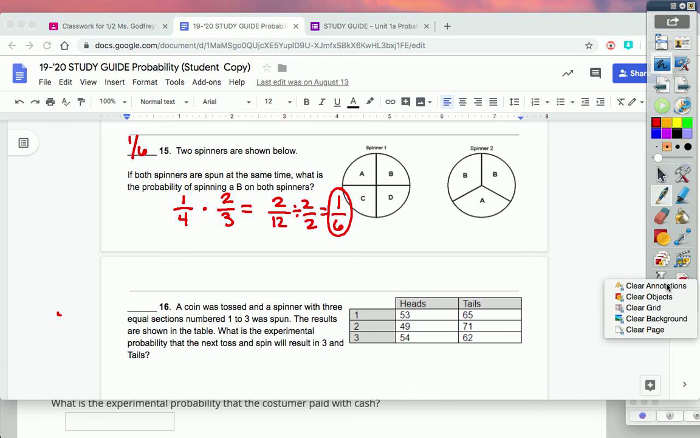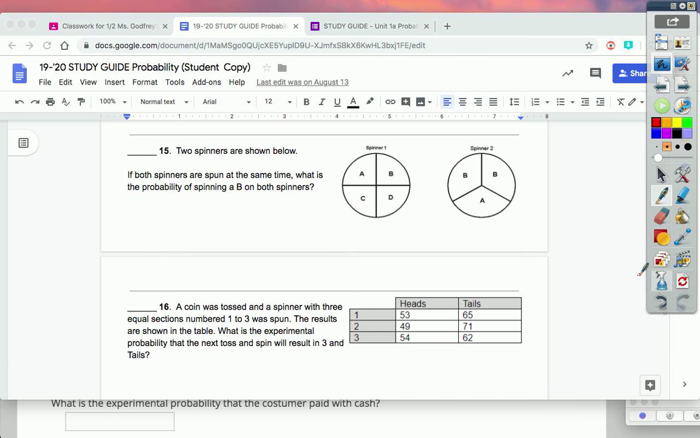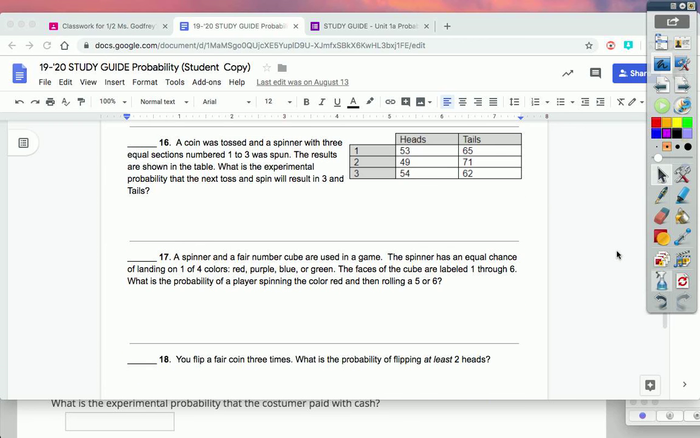Okay, moving along. On to 16. A coin was tossed, and a spinner with 3 equal sections, numbered 1 through 3, was spun. The results are shown in the table. What is the experimental probability that the next toss and spin will result in 3 and a tails?